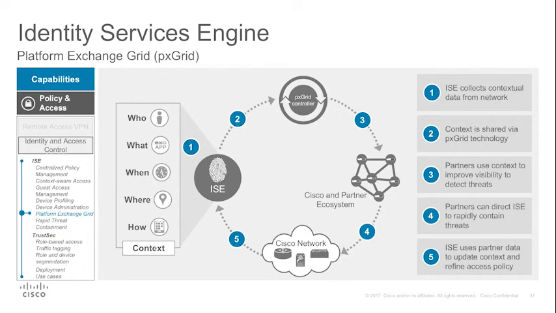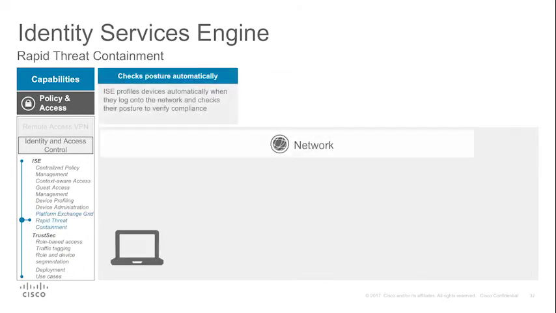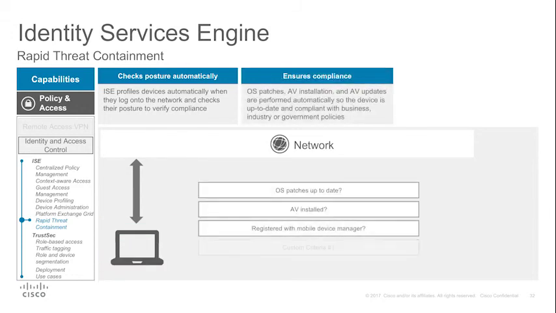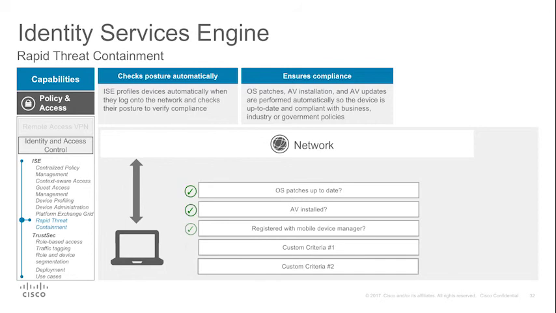Next, due to its unique features, ICE is able to rapidly contain threats. First, ICE checks the posture of devices automatically whenever they access the network. This ensures that all devices meet security requirements at all times. In addition, customers can create their own custom criteria that devices must have in order to gain network access. This enables businesses to maintain compliance with their own business policies, industry regulations, and government compliance.